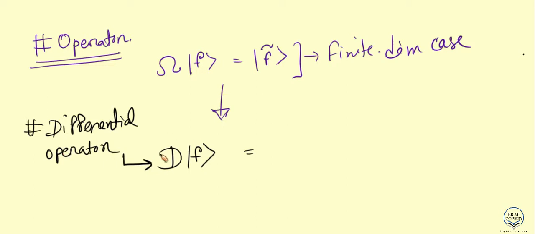This D guy is similar to a derivative. So if you act on some abstract ket f that lives in an infinite dimension, that is the function space, it will give you df/dx like this. It's not a derivative of the function f of x yet. To do that, we need to take the coordinate basis representation.